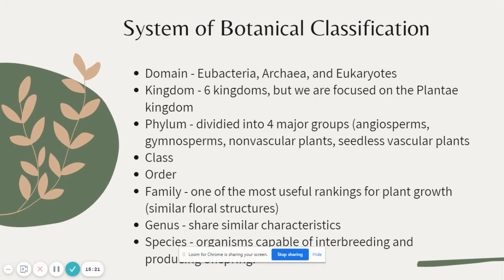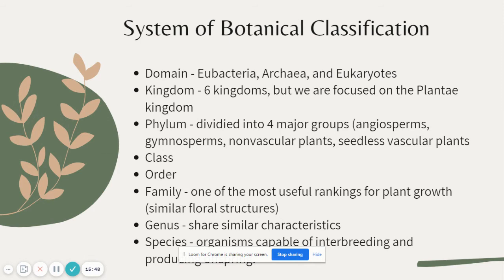Angiosperms and gymnosperms we talked a little bit about in the last unit. Angiosperms are our flowering plants. Gymnosperms are our plants that usually produce seeds through cones. And then it can get into non-vascular plants and seedless vascular plants. From there, we can break it down even more into different classes, then into the order, and then into the family.